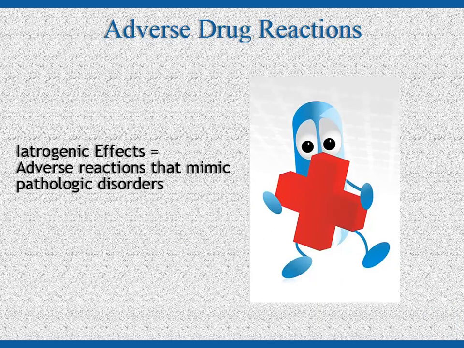Iatrogenic effects are adverse reactions that mimic pathologic disorders. Examples include aspirin and corticosteroids, commonly causing GI irritation and bleeding, especially when given together. Other examples would include propranolol-induced asthma and gentamicin-induced deafness.